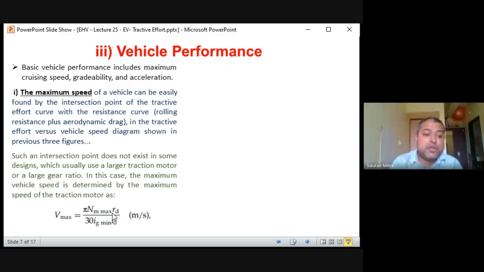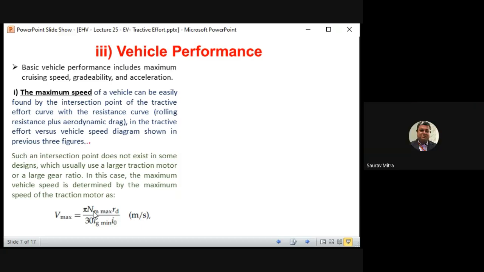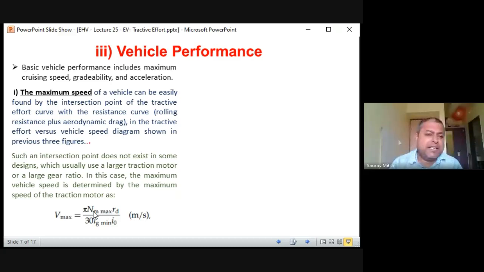Okay, and this is not vehicle speed. Vehicle speed is given by Vmax. So what we find is Vmax is directly proportional to Nm max. That means how fast the motor inside the vehicle is rotating, the vehicle speed will be directly proportional to it. This is evident because the motor itself is driving the vehicle. So if the motor rotates at a higher speed, the vehicle also goes forward at a higher speed. So Nm max and Vmax are directly proportional.